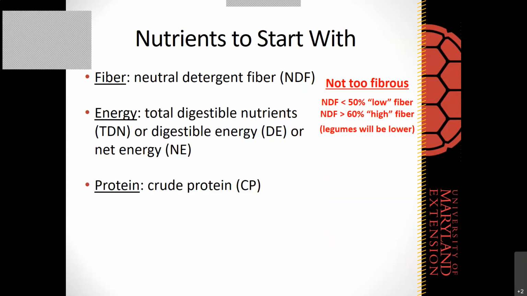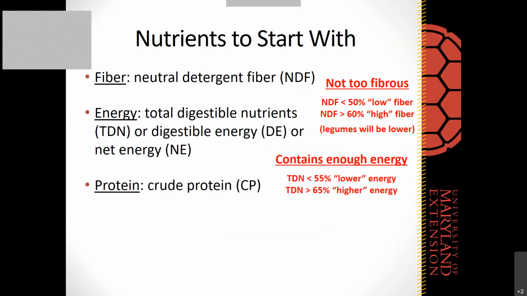The next one is energy. Again, depending on which species you have, there are different measures that you might want to focus on, whether that's TDN or digestible energy or net energy. If we look at just TDN for this example, we want something that contains enough energy that we're providing the calories those animals need for maintenance or growth or whatever their life stage is. So on average, we could say that a TDN of less than 55 is on the lower end of the energy spectrum, and a TDN of greater than 65 is on the higher end of the energy spectrum.